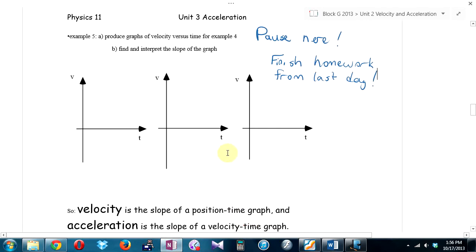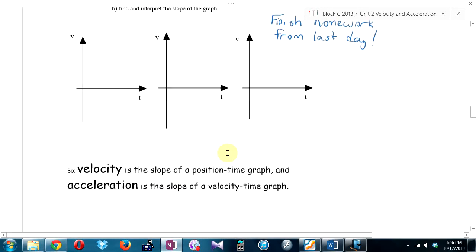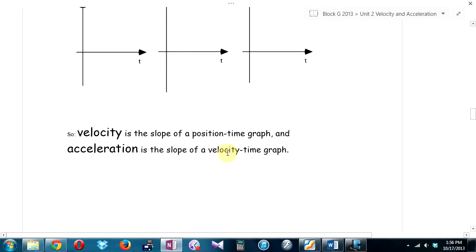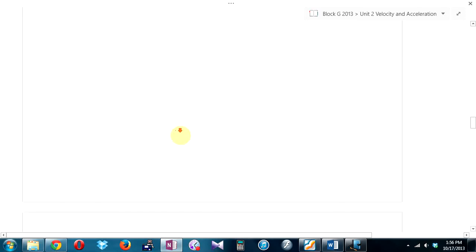Do I want to do this? Do I want to do this? Well, that's got yucky decimals. I think I'm going to skip this example. What I am going to do is say, hey, that's important. Velocity is the slope of a position time graph. Acceleration is the slope of a velocity time graph.